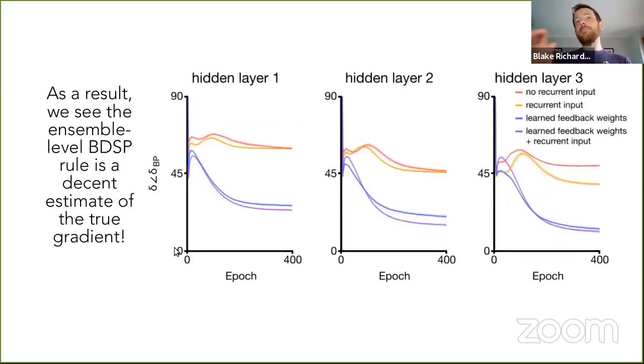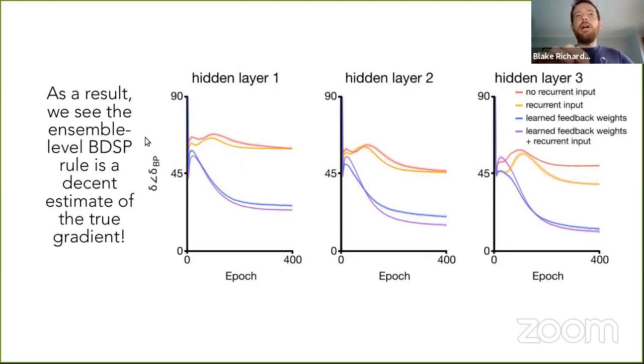And what that means then is when we now look, here we're plotting the angle between our weight update, that is the weight update according to our ensemble level burst dependent synaptic plasticity rule, and the weight update that true gradient descent would provide. So 90 being that they are totally orthogonal to each other, in which case we would get no learning, of course, and 0 being where they are perfectly aligned with one another.